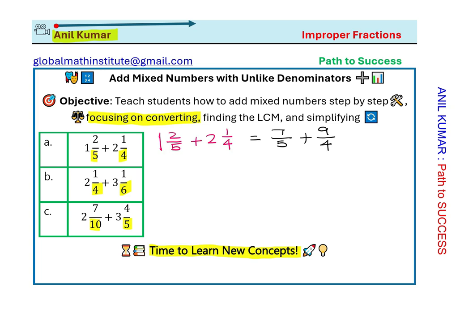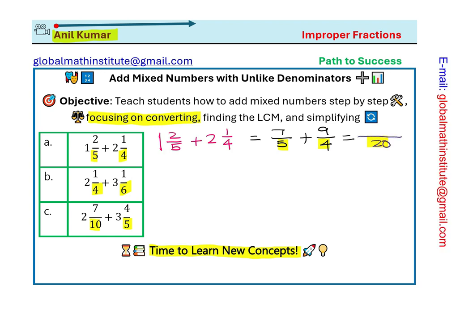Correct. Now you see the denominators are different and they have nothing in common. We say 5 and 4 are co-prime. Between these two, there's nothing common. 4 is not a prime number, but it is prime with respect to 5. It does not share any prime number with 5, so we call them co-prime. So in this case, we can cross multiply. You can multiply 5 and 4 to get a denominator, which in this case is going to be 20.